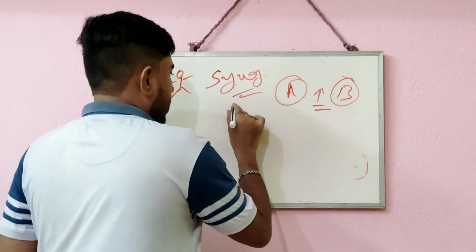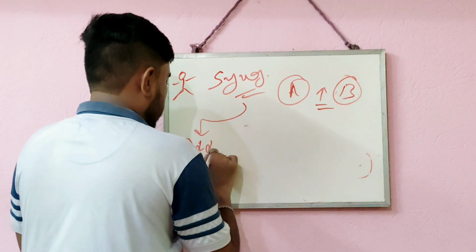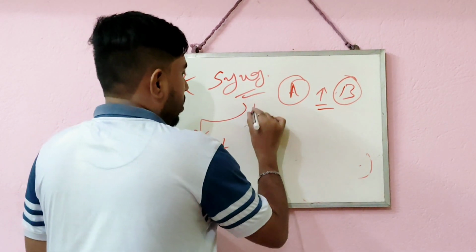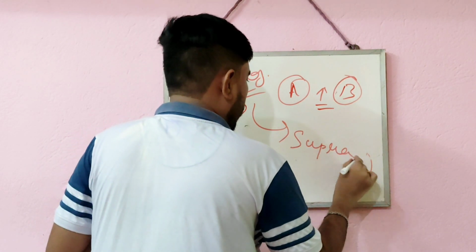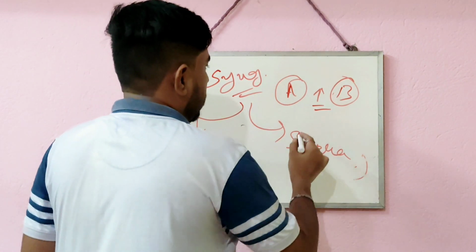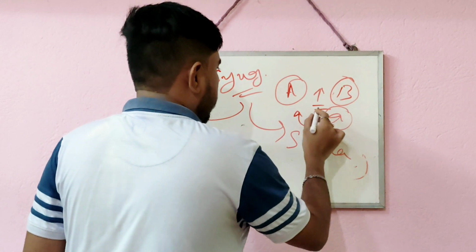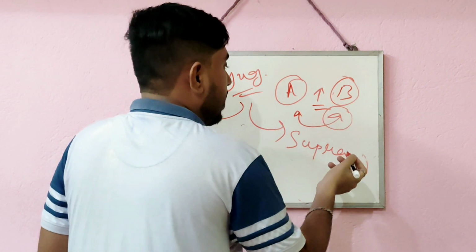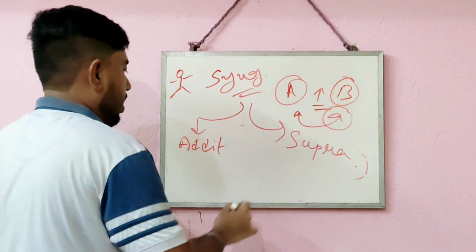Synergism can be classified into two parts. One is additive, and the second one is supra-additive. So what is the difference between additive and supra-additive? In synergism, I have told you that one drug increases the activity of another drug. That means one drug helps the action of drug B. Just suppose the drugs are A and B.